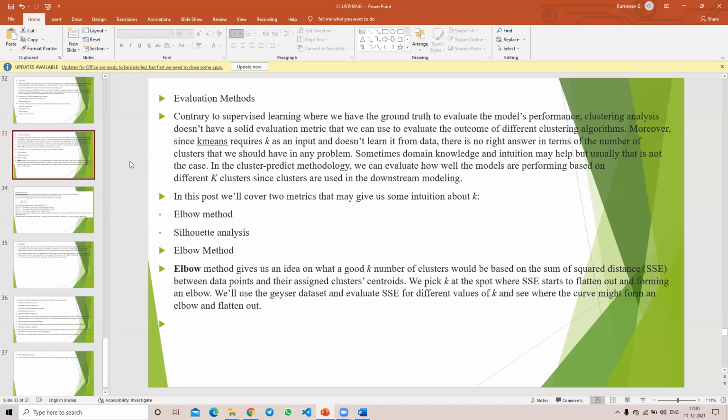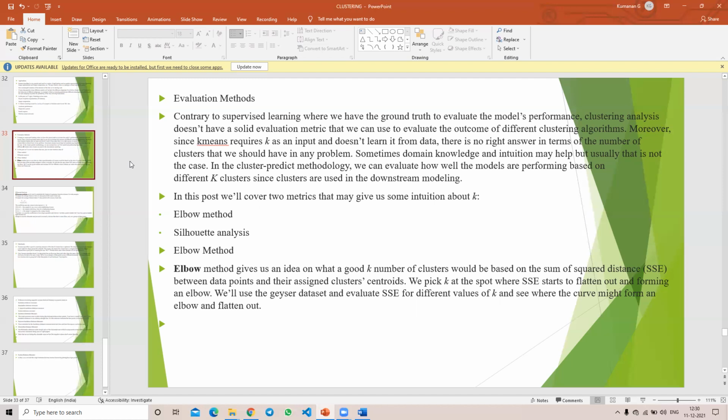In the cluster-then-predict methodology, we can evaluate how well the models are performing based on different k clusters, since clusters are used in the downstream modeling. Here, we will talk about the elbow method and Silhouette analysis.